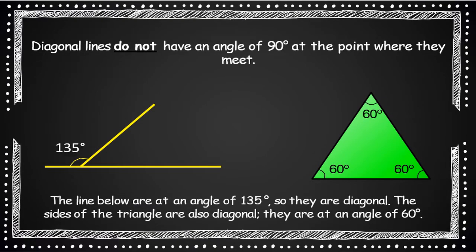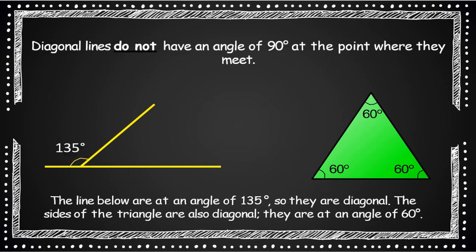So we know what a diagonal line looks like, but what actually is it? A diagonal line does not have an angle of 90 degrees at the point where the two lines meet. The line below is at an angle of 135 degrees, so it's definitely diagonal. The sides of the triangle are also diagonal because they're at an angle of 60 degrees.